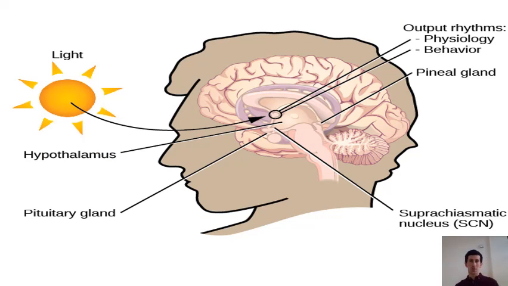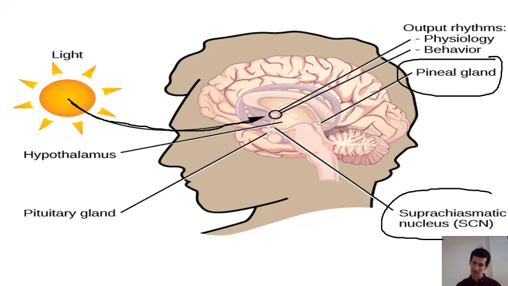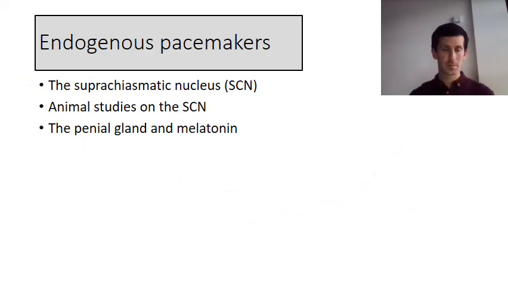So this is a picture of your brain and the sunlight. So sunlight comes in via our eye through our optical nerve, and the two parts of the brain that we're going to be looking at are your pineal gland and the SCN. Don't worry about remembering the whole name of it. SCN will be absolutely fine. So, when we're talking about endogenous pacemakers, we're going to have a look at the SCN, animal studies on the SCN, and the role of the pineal gland in producing melatonin.